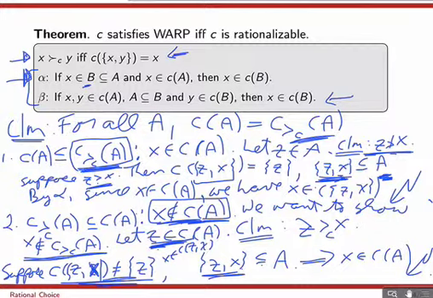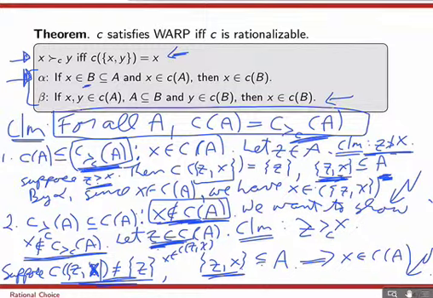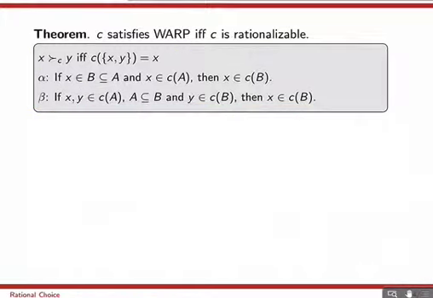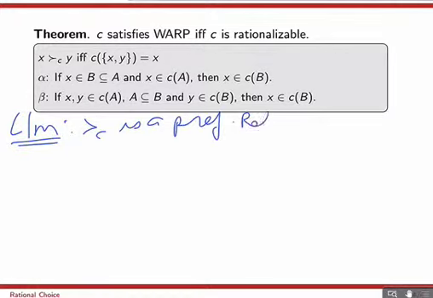Okay, so this shows that for all menu options A, the derived choice function matches the choices that we observe. Now all we have left to show is that our derived choice function is a preference relation. How do you show it's a preference relation? Well, you need to show two things.